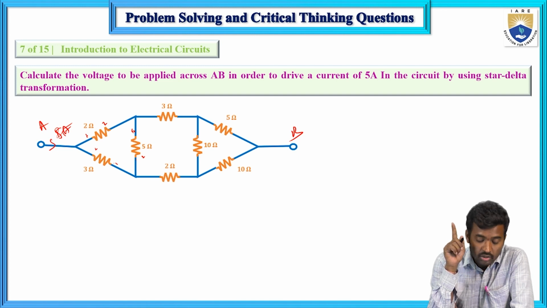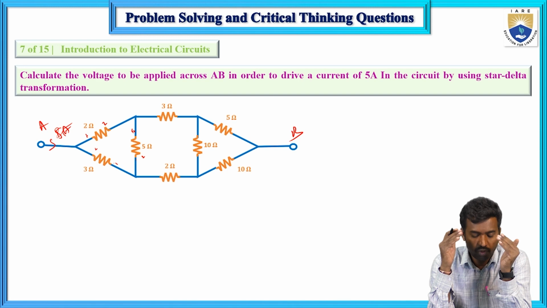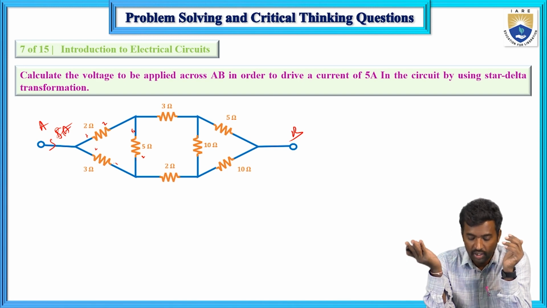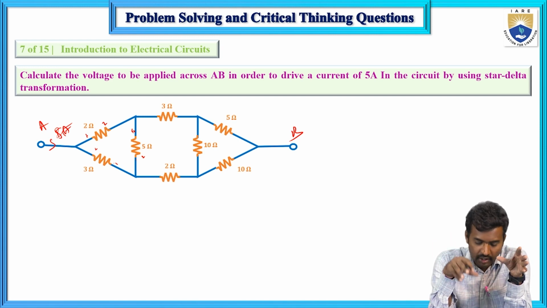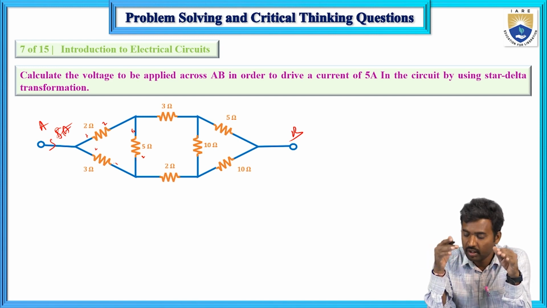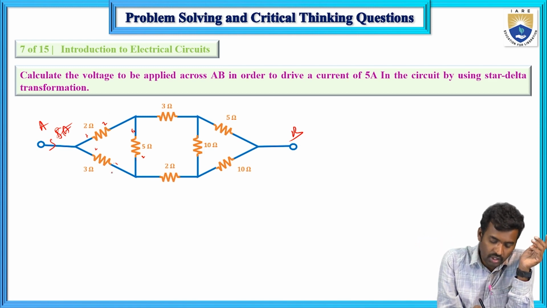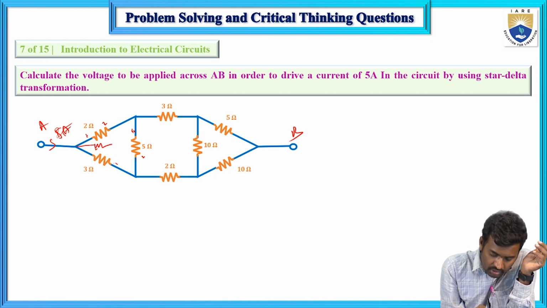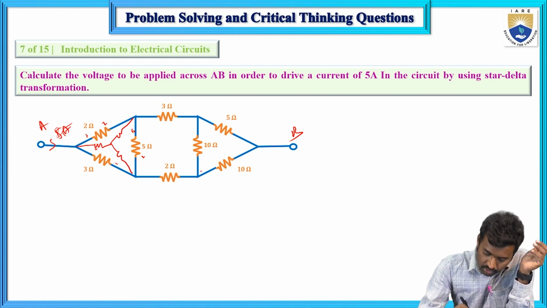So first remove the delta connection by converting it into a star connection. Otherwise we cannot say which resistors are connected in series and which are in parallel. For that case, you go for the star delta transformation. Here these three are connected in delta, and these three are also connected in delta. In this case, this is the delta connection and we convert it to star.